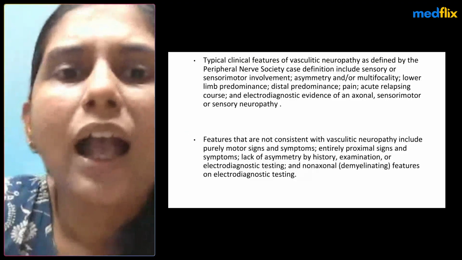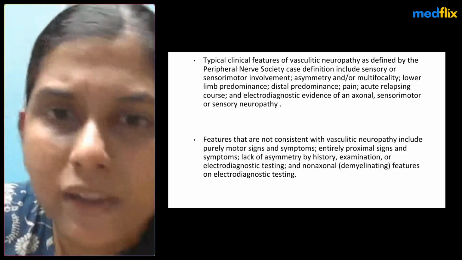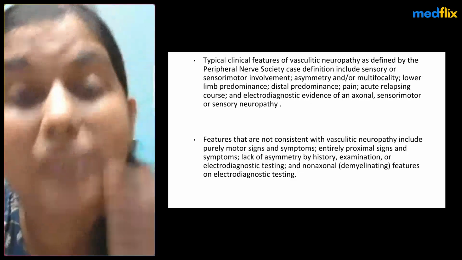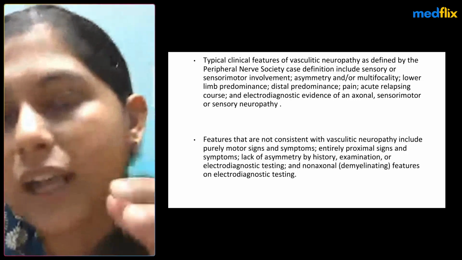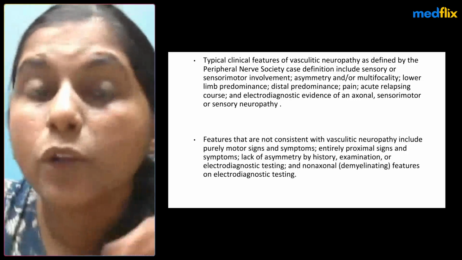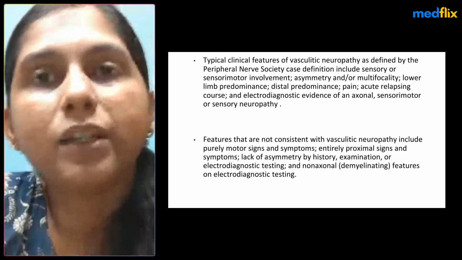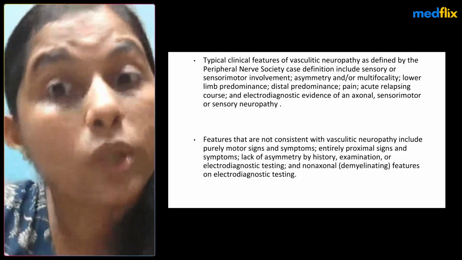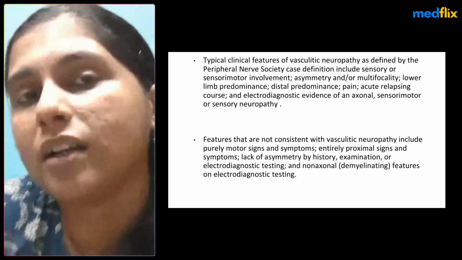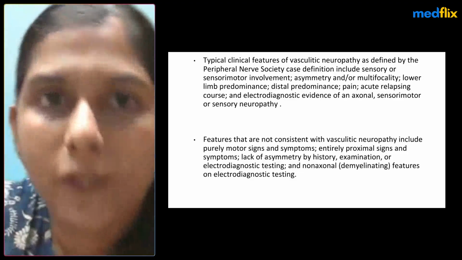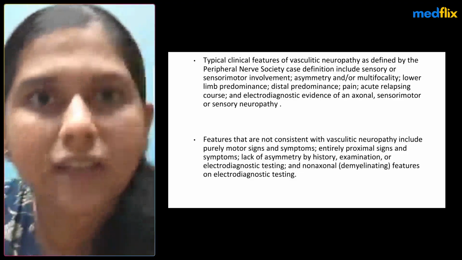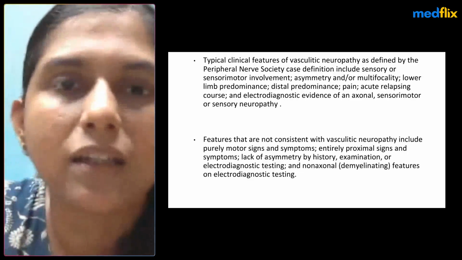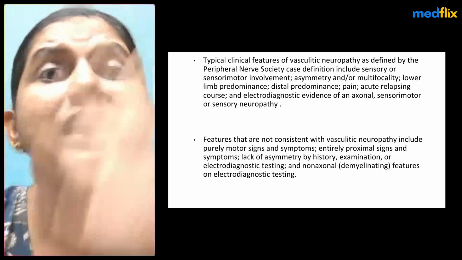And so the typical features of vasculitic neuropathy as per the Peripheral Nerve Society are sensory or sensory motor involvement, asymmetry, multifocality, lower limb predominance, distal predominance, pain, acute relapsing course, and electrodiagnostic evidence of an axonal sensory motor neuropathy. So all these features go in favor of a vasculitic neuropathy. Simple to say that if you have an underlying primary or secondary vasculitic process, for example, a patient with proven RA who comes to you with this clinical phenotype, you can make a diagnosis of vasculitic neuropathy without doing a nerve biopsy. But if all these factors are not there, so basically this is again sensory motor, distal predominant, and you're having an axonal pattern on the conductions, then again likely vasculitic neuropathy, and you can treat as such.